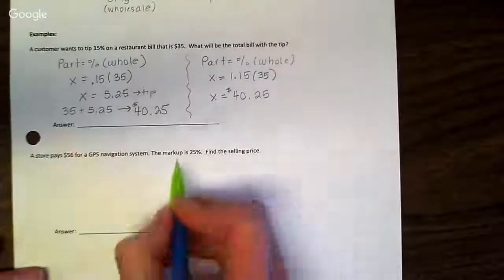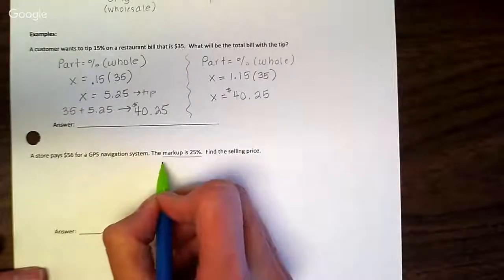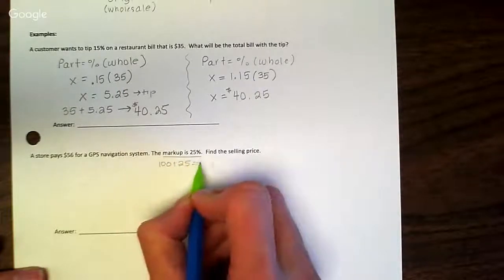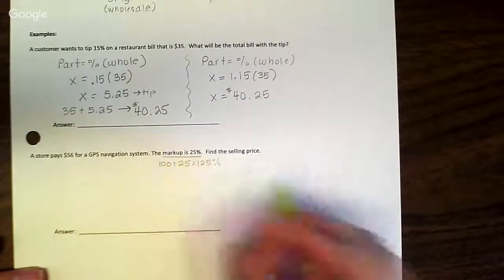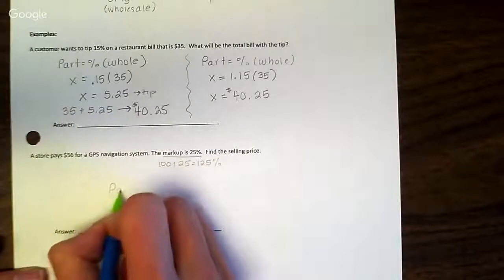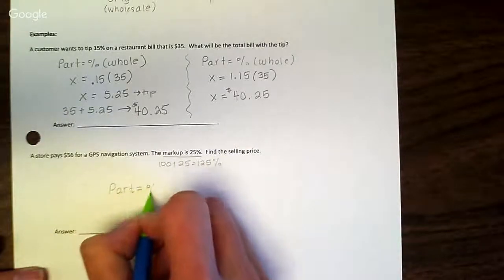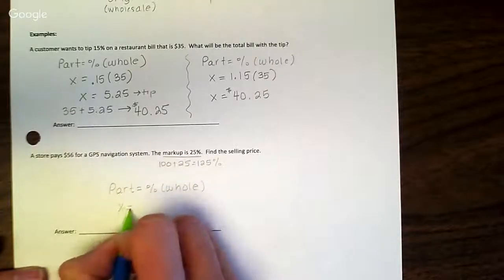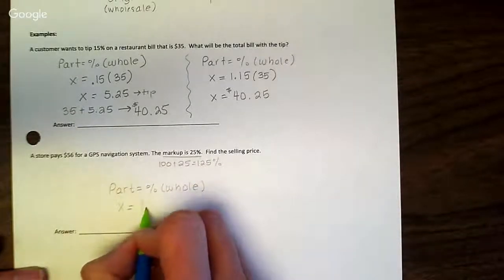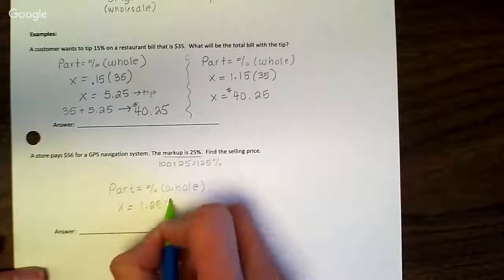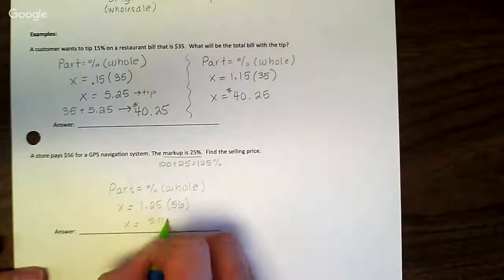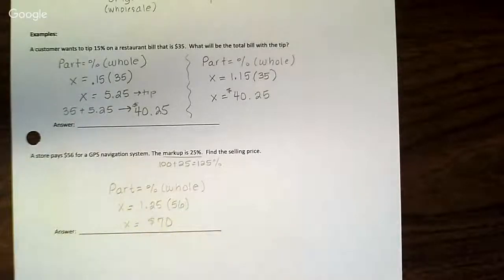All right, last one. We're doing a markup of 25%. So we're going to add it to 100, which would be 125%. So part equals percent times whole. Our part is our selling price. It's 125% of the original, which is 56. So when you do the math, you get a selling price of $70.